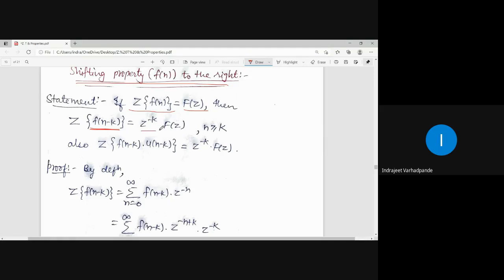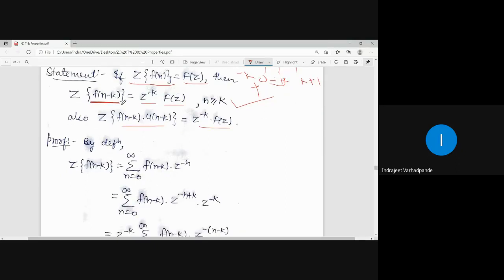It is z to the power minus k into F of z, where n is greater than or equal to k, and f of n minus k into u of n minus k. The unit step sequence is applied here. It is also equal to z to the power minus k into F of z. See, on the number line we have the positive numbers k plus 2, k plus 1 and so on. So if you take subtraction, shifting to the right, subtraction will come; if you shift negative numbers, plus will come. So shifting to the right deals with the value z of f of n minus k.